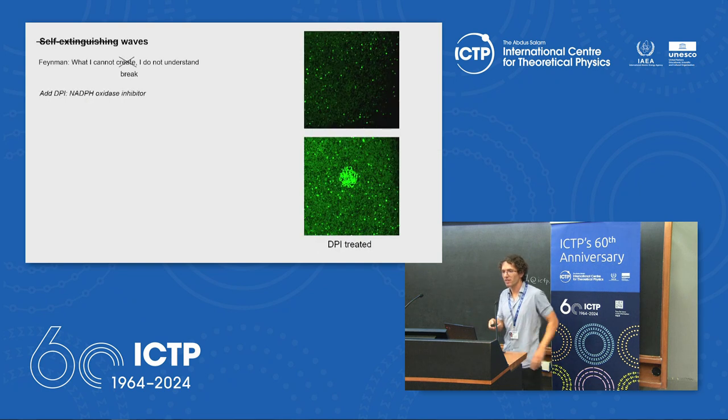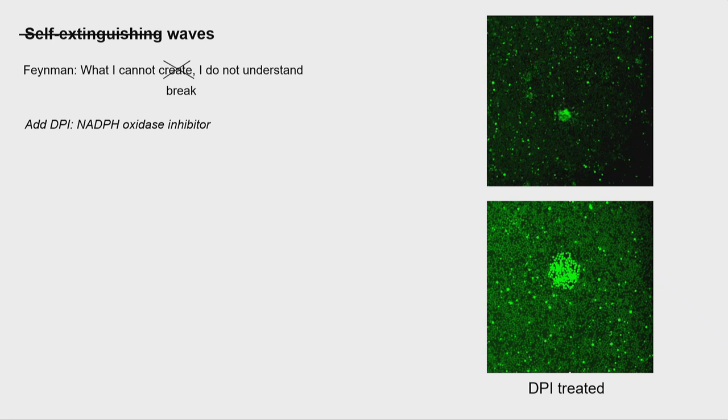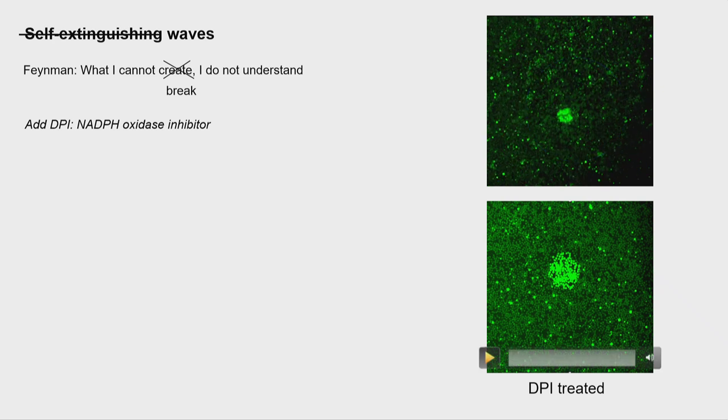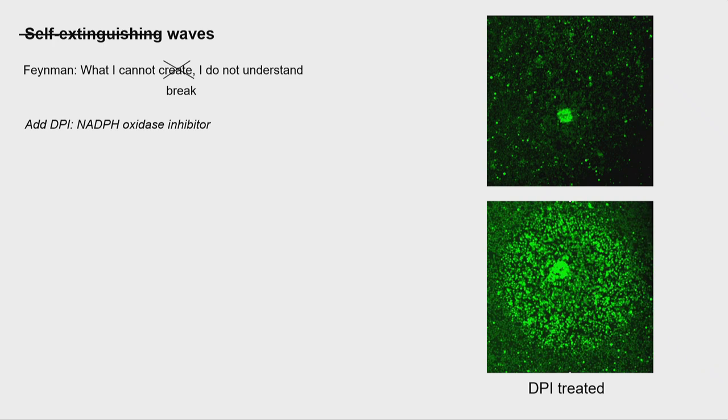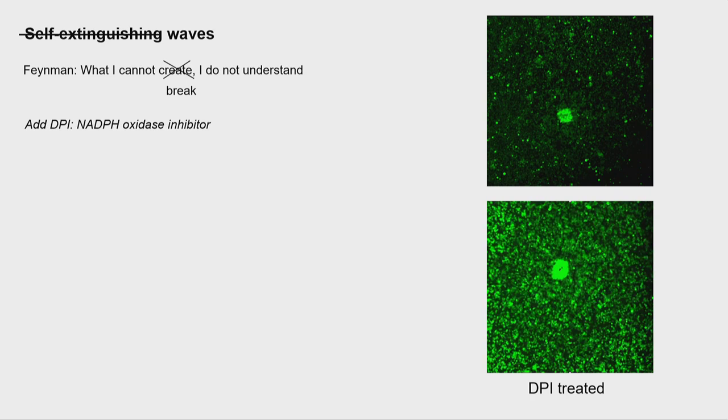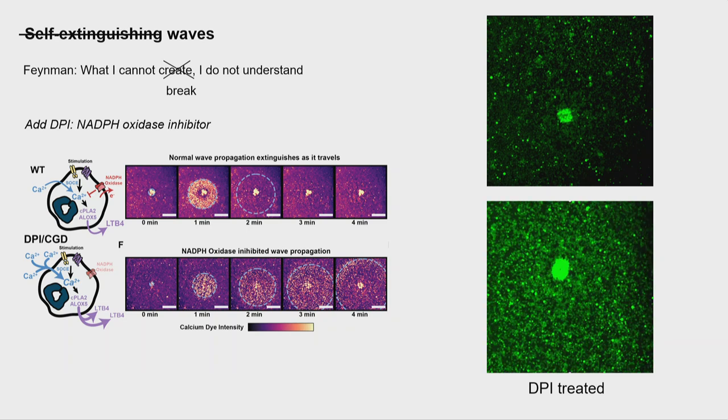But really, the proof of this is, like I said before, what I cannot break, I do not understand. So we wanted to break the self-extinguishing nature of the relay. So how should we do that? In this case, we target the inhibitor, and we want to block the inhibitor. So we've identified the inhibitor as an NADPH oxidase, and there is a known drug, DPI, that targets it. So what I'll show you now are waves that in the normal blood, you can see here, propagate and stop. And now with the addition of DPI, we basically get waves that continue throughout the field of view unhindered. And in fact, we did it in another way, not using a drug, but using blood from donors that have a disease called CGD, known to be impaired for this particular inhibitor, and you get the same phenomenology.